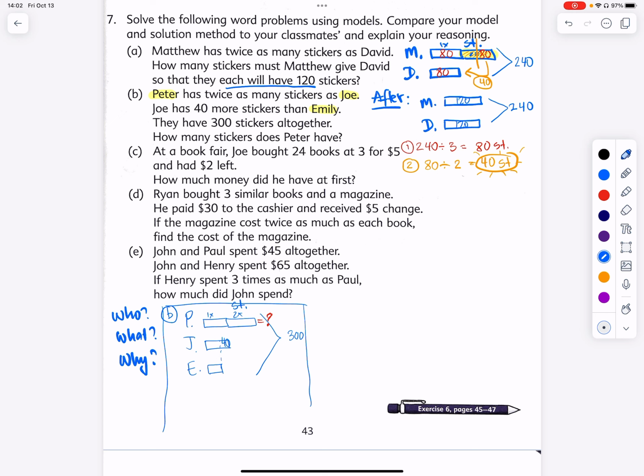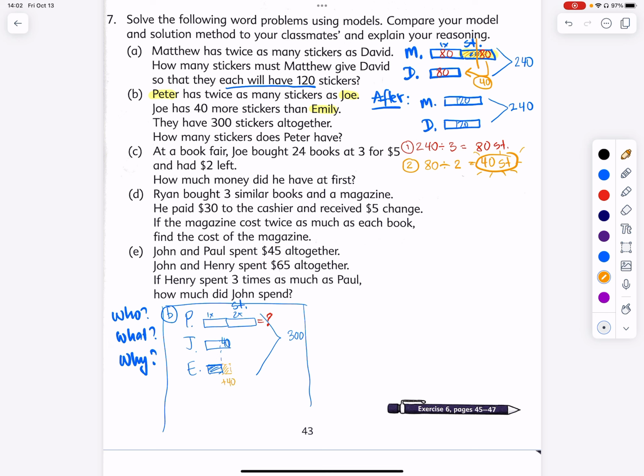It would be lovely to split 300 into 4 equal parts, except these bars, these units, are not equal. Peter, Joe, and Emily do not have equal bars. Notice, Emily has the fewest stickers. So here is the strategy that we can employ. Let's give Emily an extra 40 stickers. Let's give her these ghost stickers.